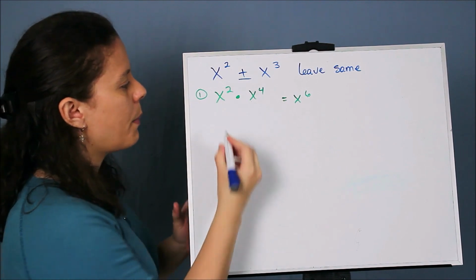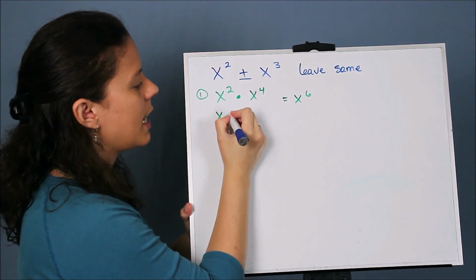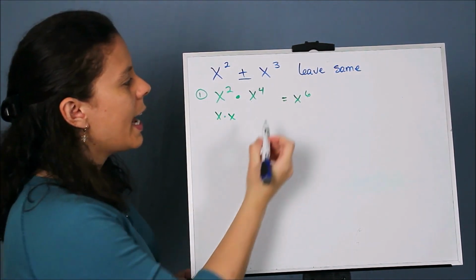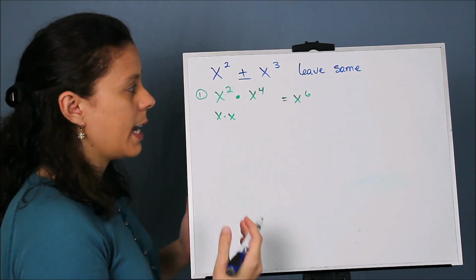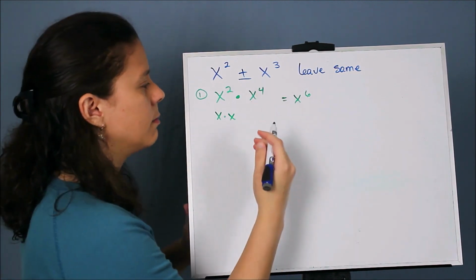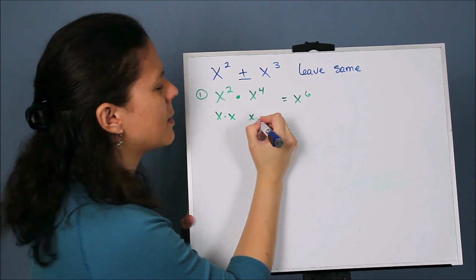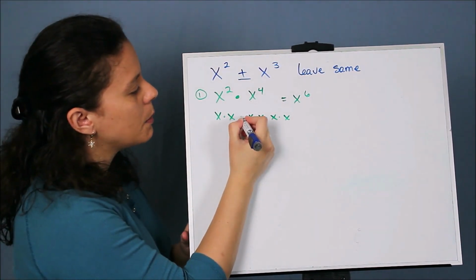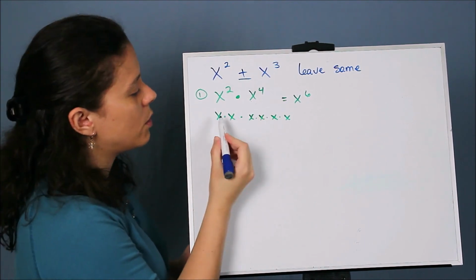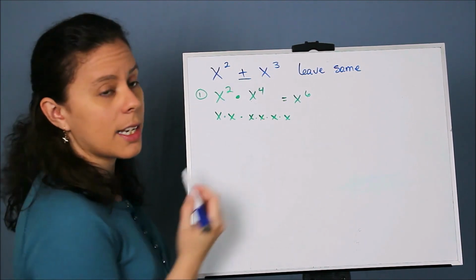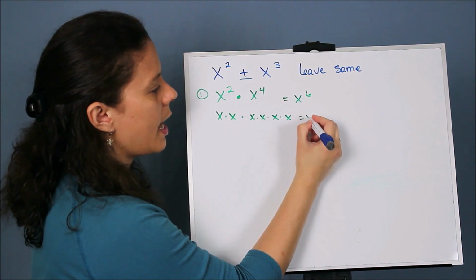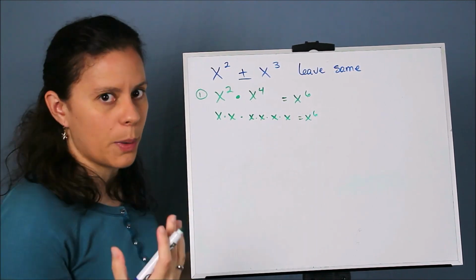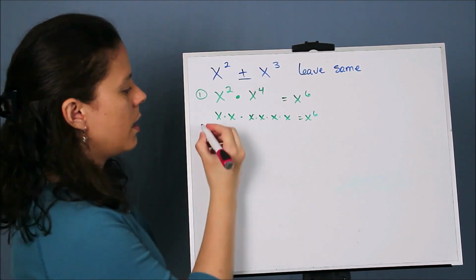So x to the second power is the same thing as x times x, and x to the fourth power is x times x times x times x. So it's 4 x's. If I'm multiplying that, all I'm really doing is multiplying x 6 times. So I have x to the 6th power.